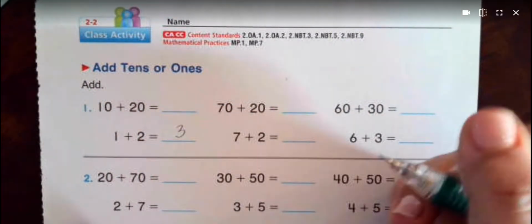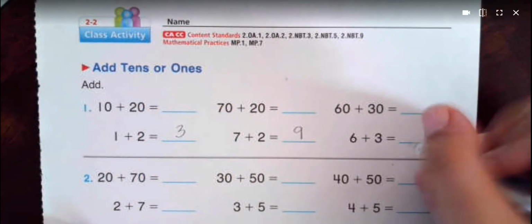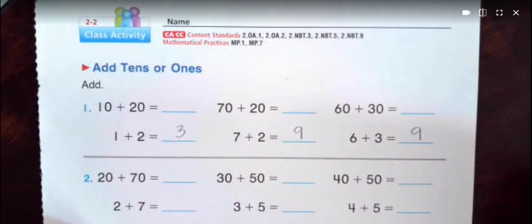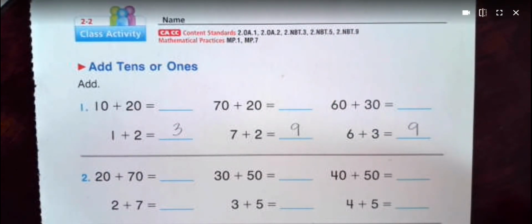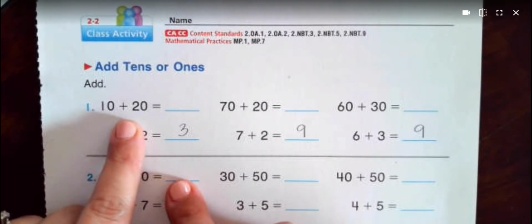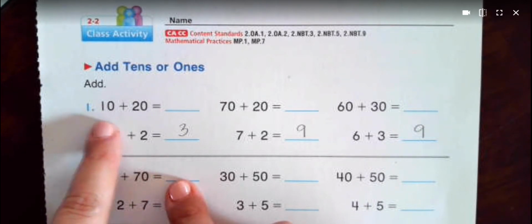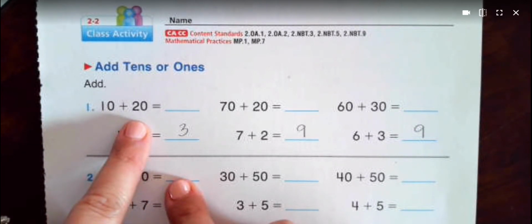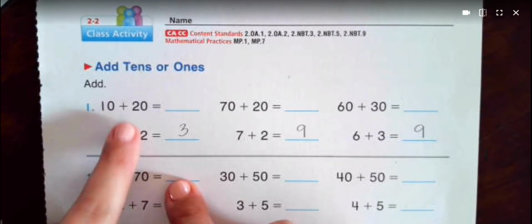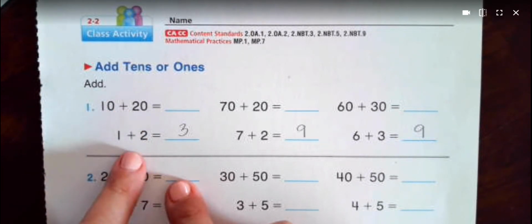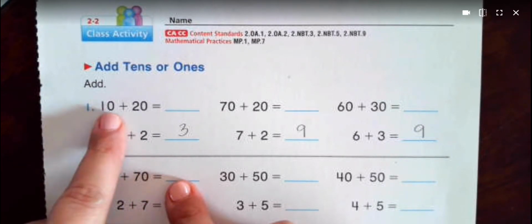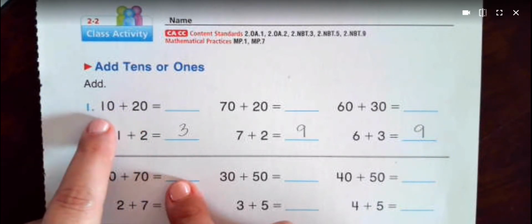You should have gotten 3, 9, and 9. Okay. Now, I want you to look up at the problem above. So here it said 1 plus 2. This time it says 10 plus 20. What is the difference in these two equations right here? I see a 1, I see a 2, and they both are just adding what to the end?